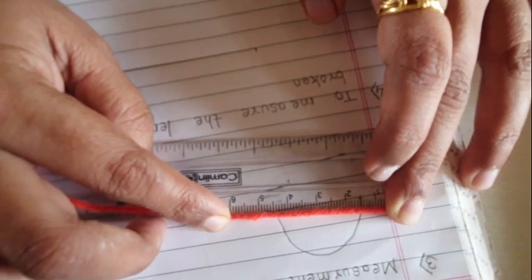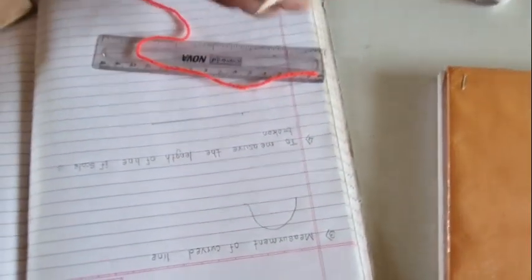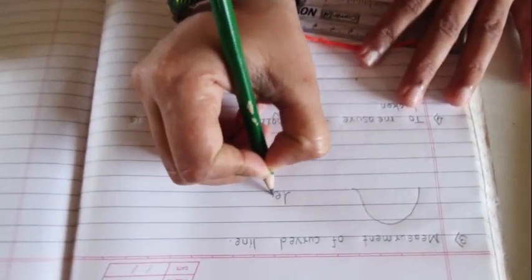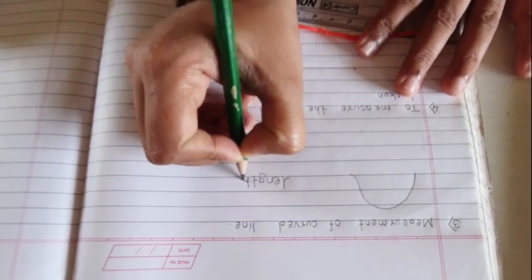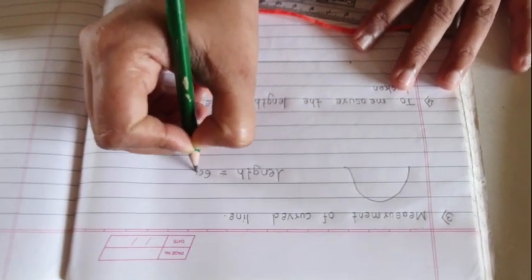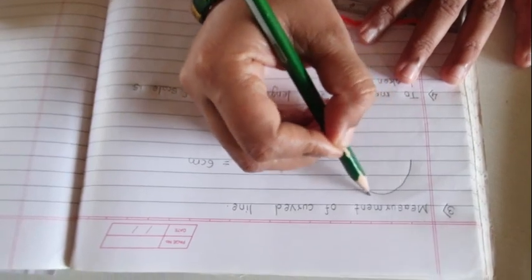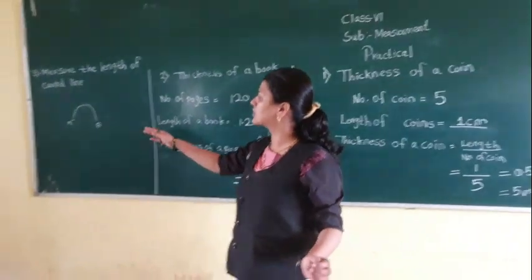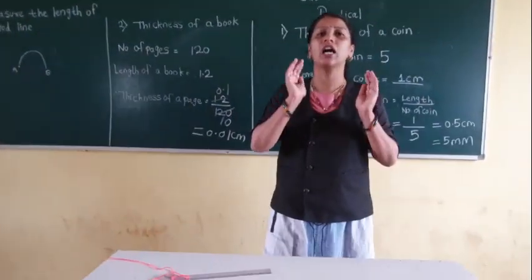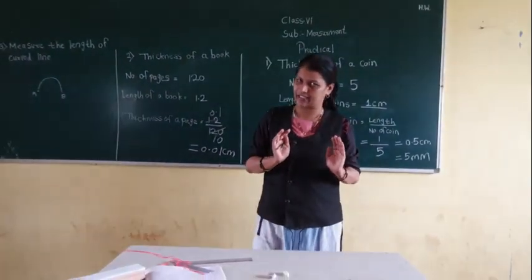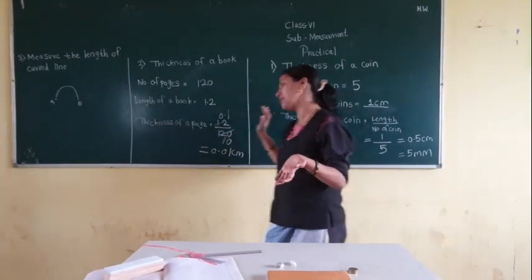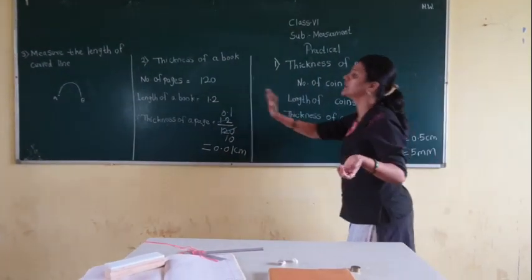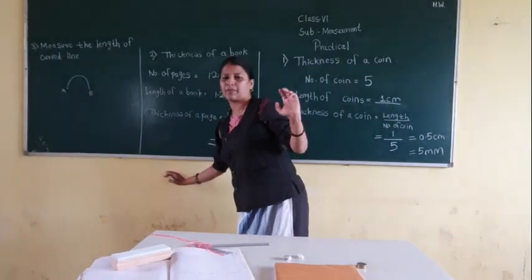So this is B point. Okay, so the length is 6 centimeter. So the measure of this curved line is 6 centimeter. Are you getting this? Now this was about the measurement of the curved line. Are you getting this? I hope you have understood these three experiments.